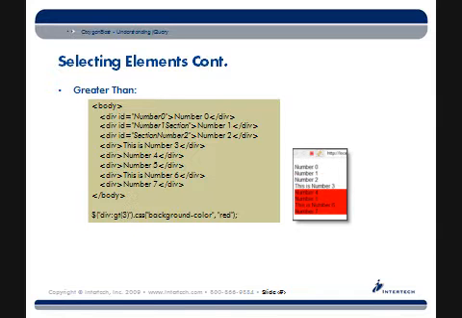There's also greater than. So if I want to grab a whole set of elements, that's again a subset of my original selection, I can do something like this, where I grab my div and I say I want to select all the elements that are greater than the 3rd indexed element. So that will return us a set which would be number 4 through number 7. In this case, it changes all of those red.